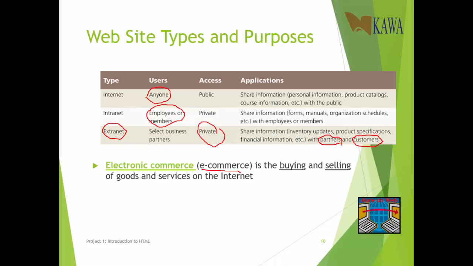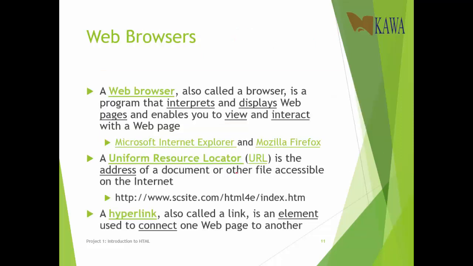Buying and selling of goods and services on the internet. Web browser. A web browser, like Google Chrome, Internet Explorer, Firefox, Opera Mini, is called a web browser because it helps in interpreting and displaying web pages to view and interact with the web page on your computer or on your device. You can have Microsoft Internet Explorer, Mozilla Firefox, Google Chrome. There are many out there.